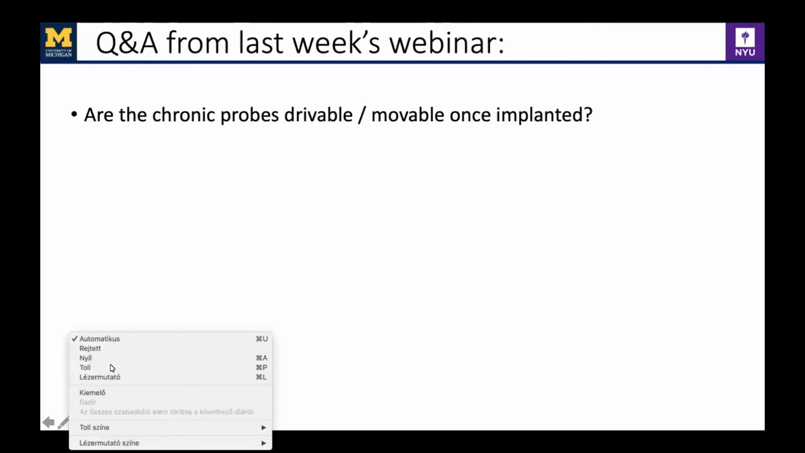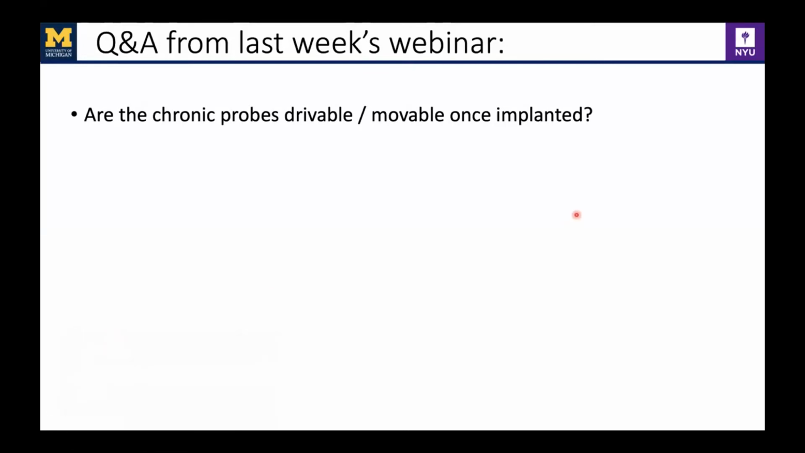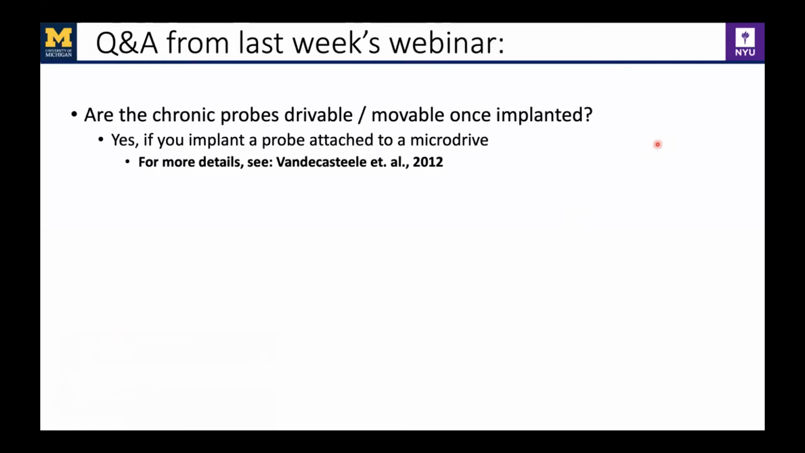Okay, and I have a couple of questions from last week's webinar that I would like to address. So whether the chronic probe is drivable or movable once implanted. Yes, if you implant a probe attached to a microdrive, and we will share this video, but for an older version and more details, you could see this other video paper as well.